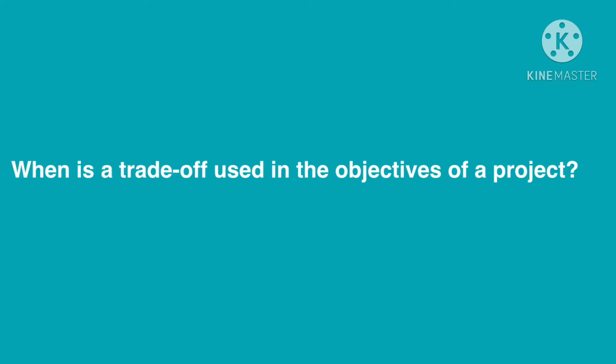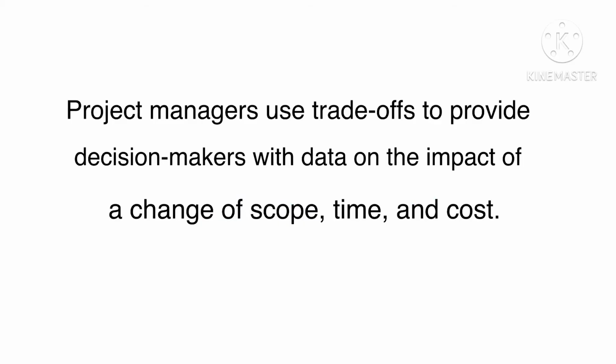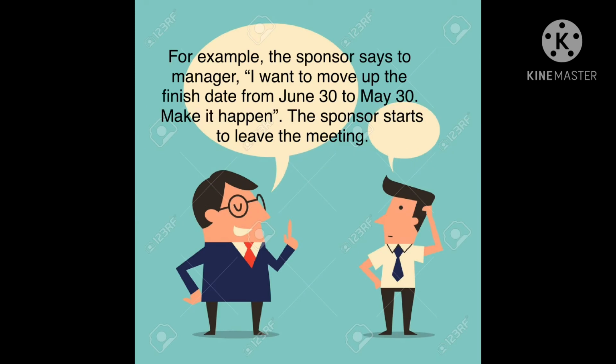When is a trade-off used in the objectives of a project? Project managers use trade-offs to provide decision makers with data on the impact of a change of scope, time, and cost. For example, the sponsor says to the manager, I want to move up the finish date from June 30 to May 30. Make it happen. Then the sponsor starts to leave the meeting.